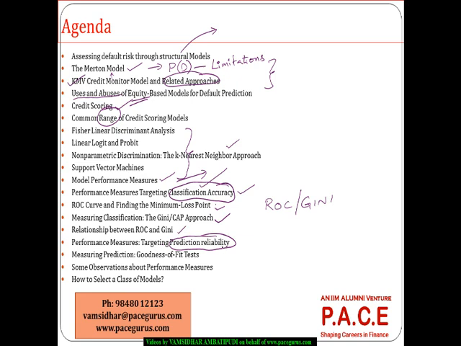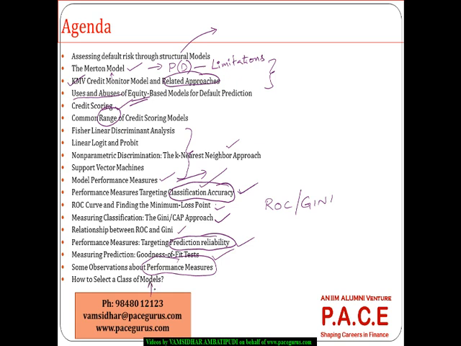Whereas when I am targeting better prediction reliability, there we are talking about goodness of fit tests, different kinds of goodness of fit tests. Which means depending on my objective, whether I want classification accuracy or prediction reliability, I can choose an appropriate performance measure. So we are talking about different aspects of performance measures.